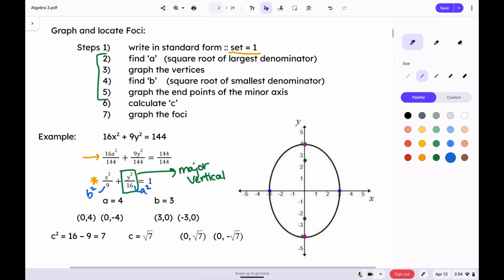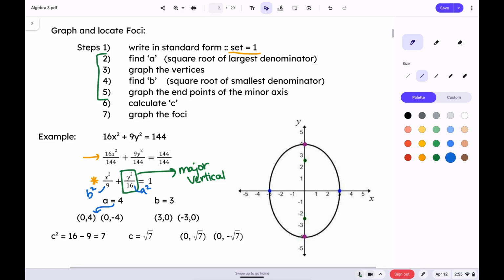When I square root 16 to get my a, that's a 4. But remember, technically when we square root something, it's always plus or minus 4. And so they're writing those coordinates out as (0, 4) and (0, negative 4). Now why the 4s come second is because this is a major vertical graph, which means that your vertex points are going to be on the y-axis. A is helping you find your vertices. So when it's on the major y-axis here, it has to be those numbers filled in for the y-coordinate.